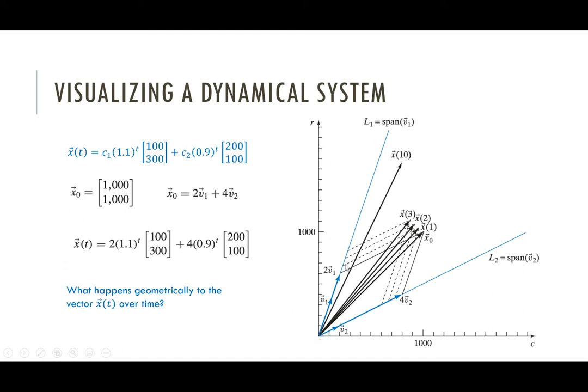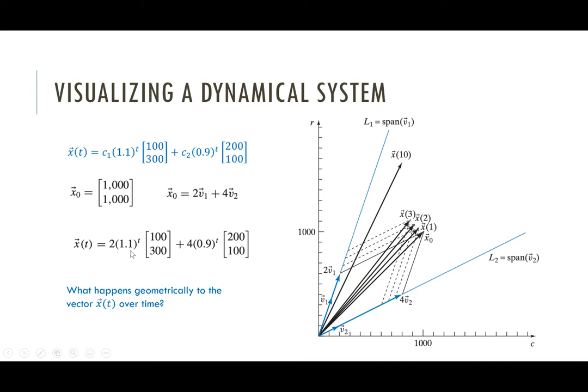So first, your book has a line for the span of this first eigenvector v1, and it makes a line for the span of the second eigenvector v2. And then it's saying, okay, well, the initial state vector x0, this is 2 times v1 plus 4 times v2, so you end up here. And then the next state vector, marching forward in time 1, what's happening here when you march forward in time?